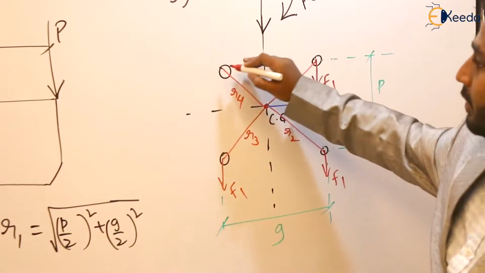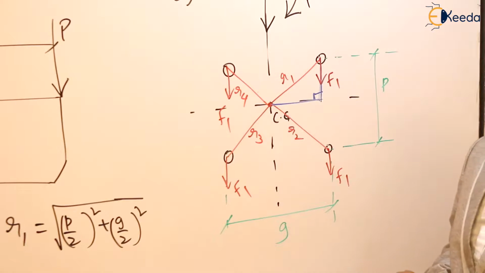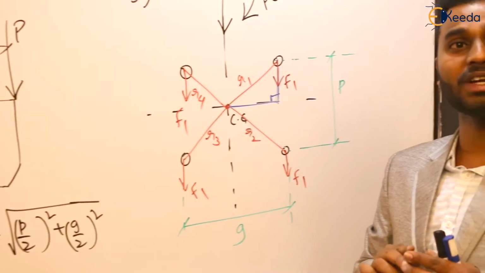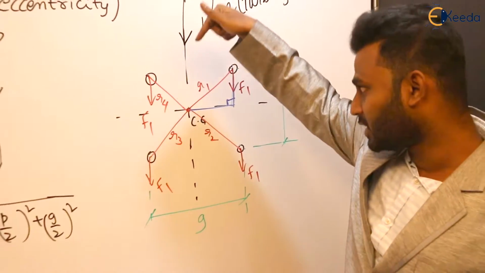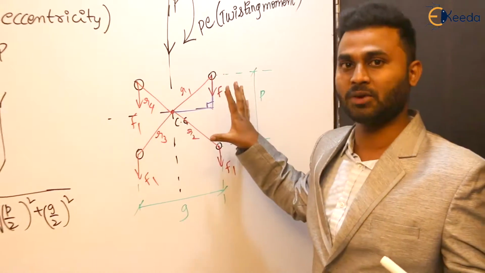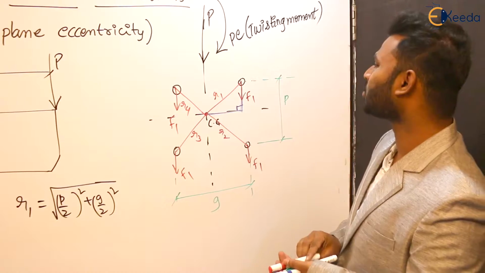Rivets are bolts, as I said, one and the same. F1. For our bolts, this force F1 is a direct shear force because of this direct load P, which is shared by all the bolts equally and which acts downward. Agree?